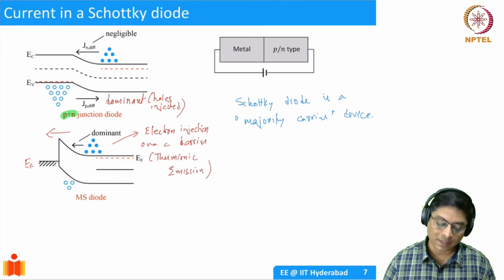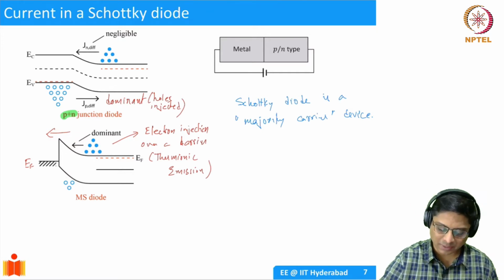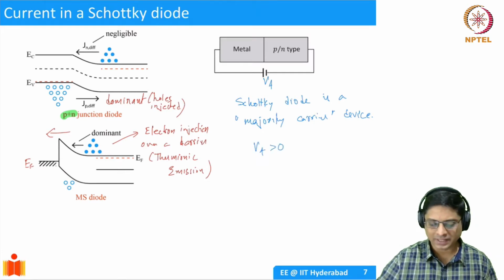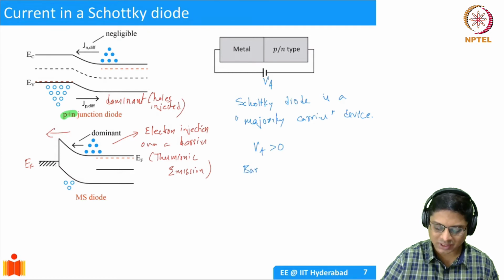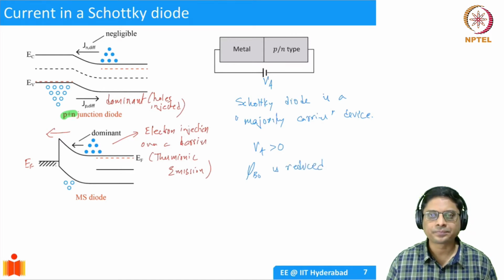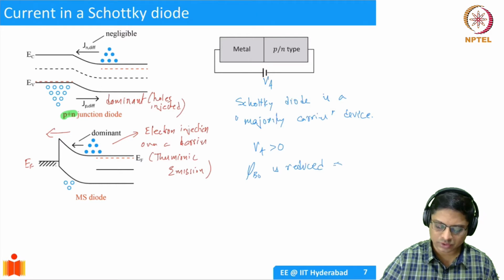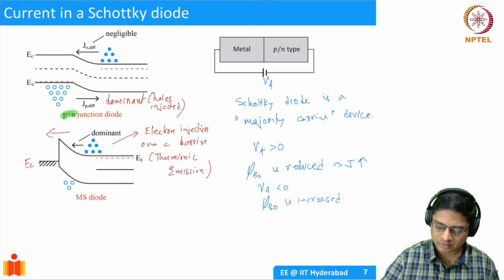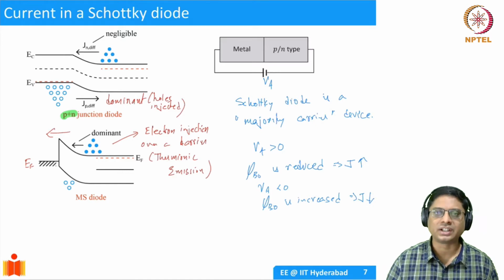Okay. And what happens with bias? Let's say if you had an applied bias voltage, okay, when VA is greater than 0, well, the barrier is going to reduce, right? The Schottky barrier, we called it φB0, right, is reduced. Okay. And current flows. So J increases, current density increases, right? If you have VA less than 0, φB0 is increased and J reduces, or rather J cannot be there. It's a kind of a constant current actually.